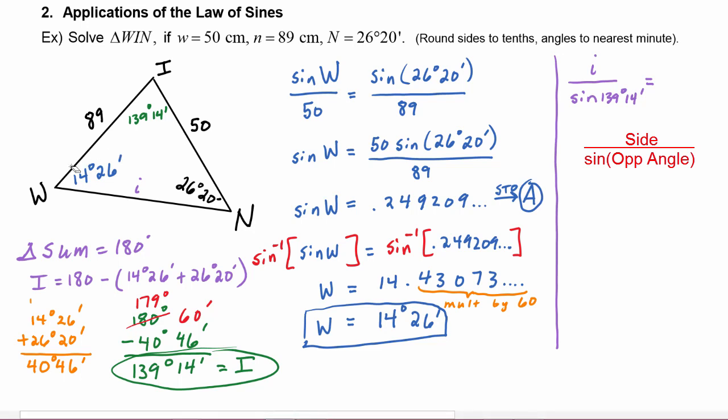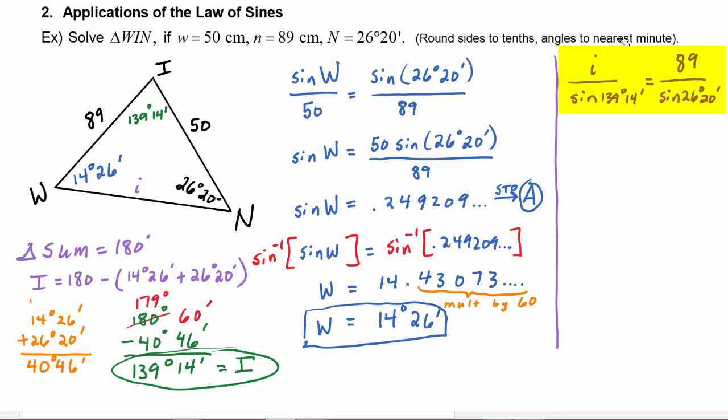You can use the 14 degrees, 26 minutes with the 50. However, remember that that was not given to us. That was actually something that we solved for. So the safer bet would be to use the givens. So we will want to use the 89 divided by the sine of 26 degrees, 20 minutes. Whenever possible, always try to use as much given information as you can because it's the most accurate.